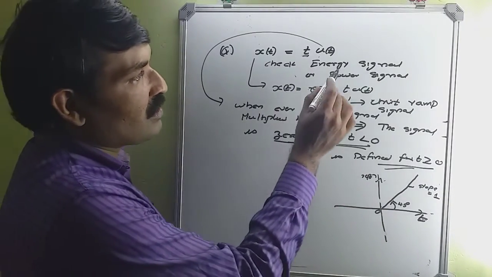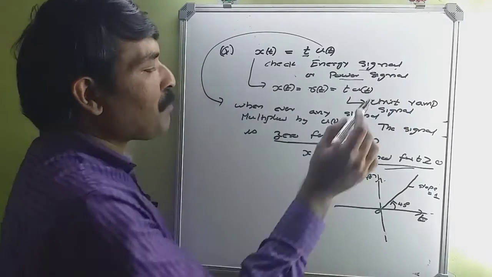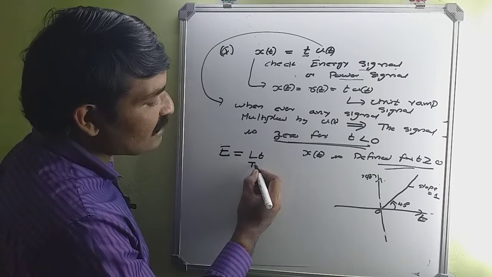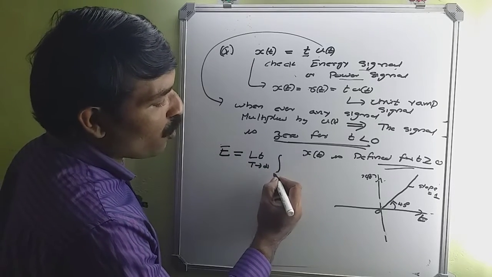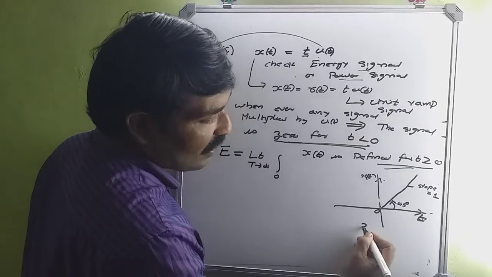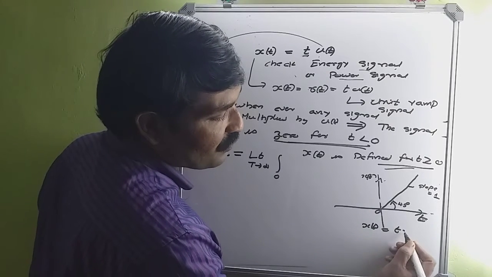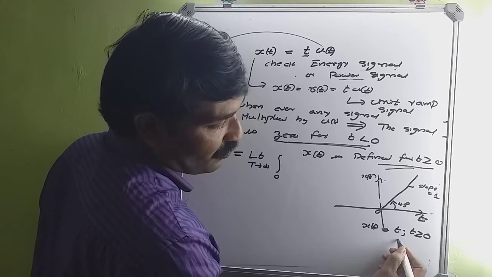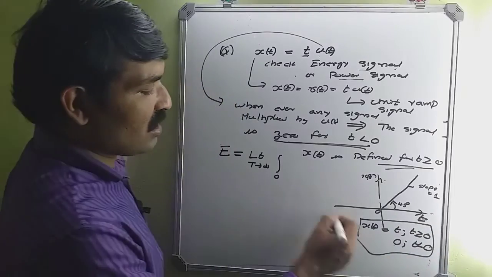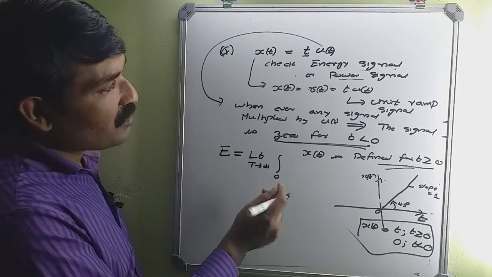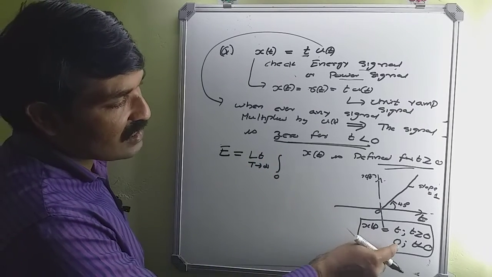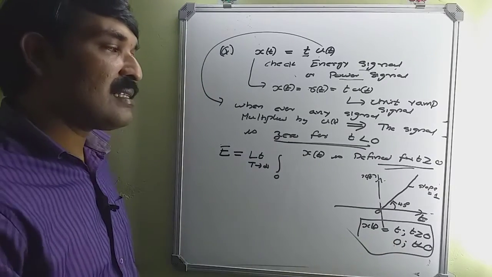Now, we want to check whether it is an energy signal or a power signal. So, we are again using our form, t tends to infinity. Lower limit is 0, since for t less than 0, the signal is equal to 0. That means our x of t is equal to t for t greater than or equal to 0 and is equal to 0 for t less than 0. This is our function. So, I am integrating from 0 to t by 2 where t tends to infinity.